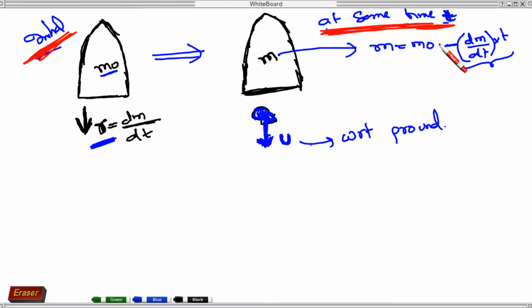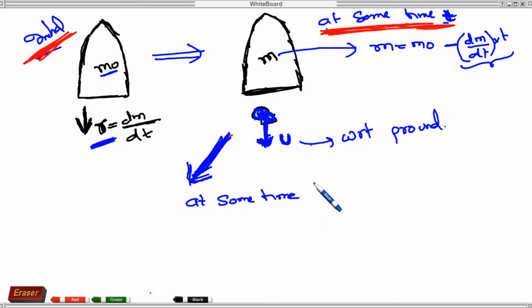Now let's create another position. One minute. Now this is after time t plus delta t, at some time t plus delta t. Means this is at time t. Remember this thing.